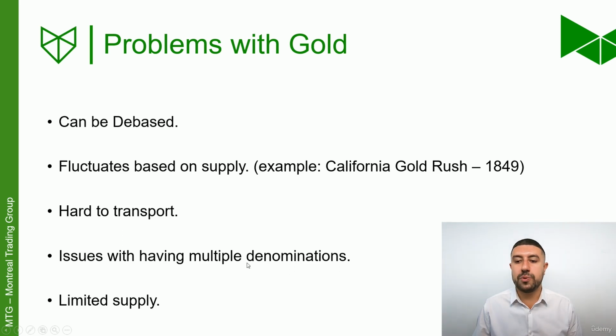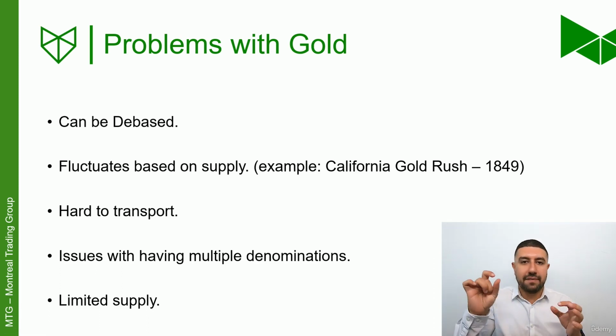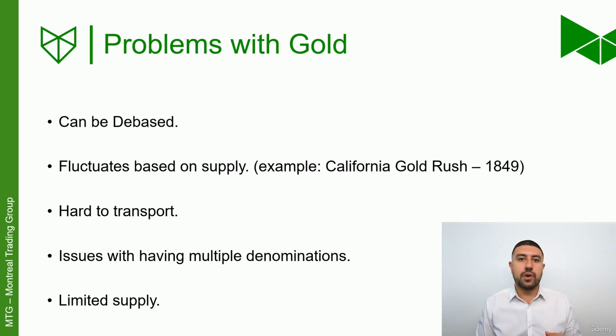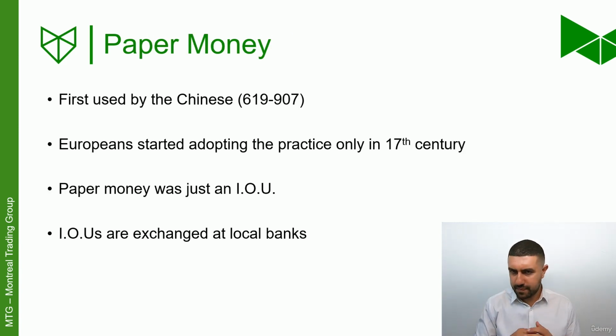Issues with having multiple denominations. So you have a brick of gold, you have a coin. You can only have so many denominations. Right now with paper bills, you have a $10, a $20, a $100, a 5. You have coins, a $1, a cent. So multiple denominations, that was an issue with gold. And limited supply. So there's a finite amount of gold on the earth. So those are all problems with gold.